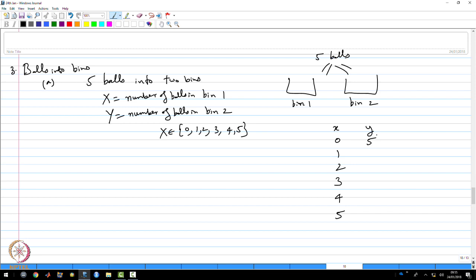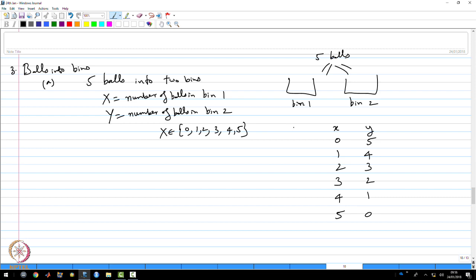There are only 2 bins, and this restricts the number of possibilities. So if the number of balls in bin 1 were 1, this has to be 4, this has to be 3, this has to be 2, this has to be 1, this has to be 0. So x and y are heavily dependent. In fact, they determine each other. So x is 5 minus y; x plus y has to be equal to 5. That's the important thing about this experiment that we're doing. It's a very simple connection between x and y.